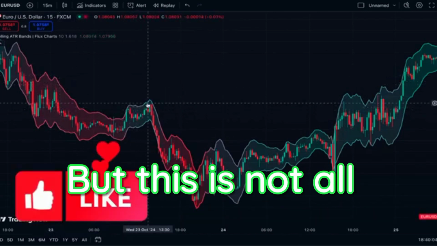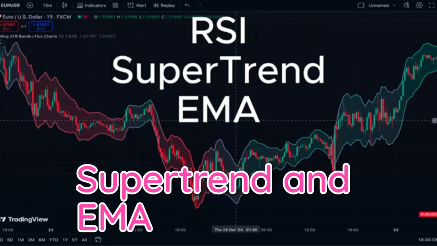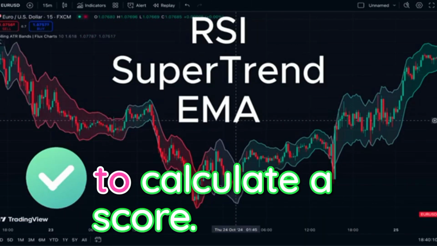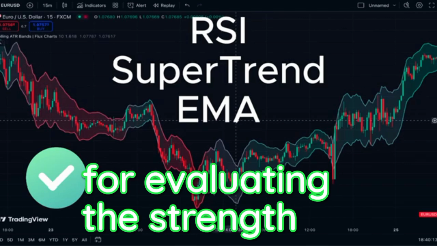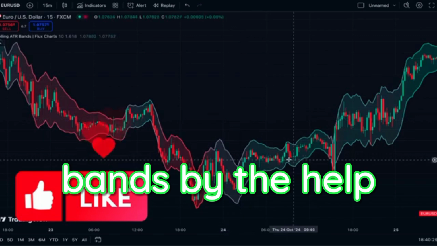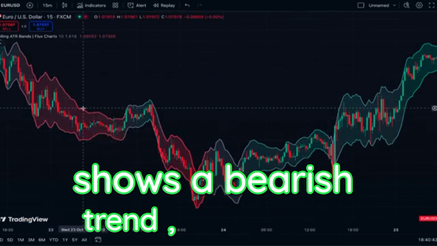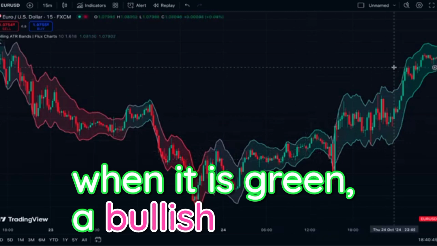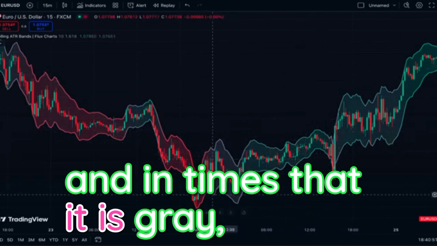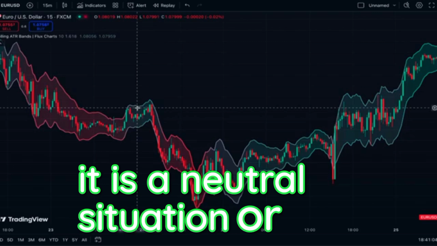But this is not all, and this indicator also combines RSI, SuperTrend, and EMA crossovers to calculate a score for evaluating the strength of trends in the market, and the score is reflected on the bands by the help of three colors, as you can see. When it is red, it shows a bearish trend, when it is green, a bullish trend, and in times that it is gray, like here or here in this part, it is a neutral situation or flat market.